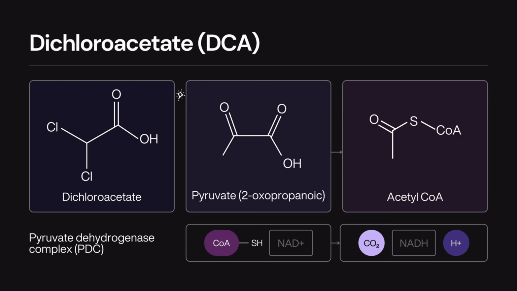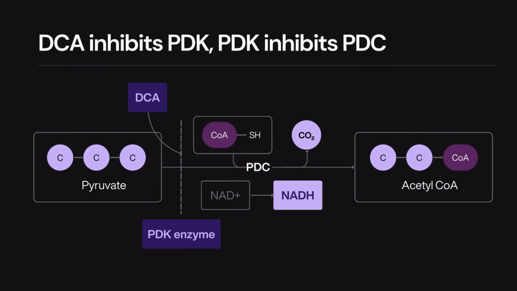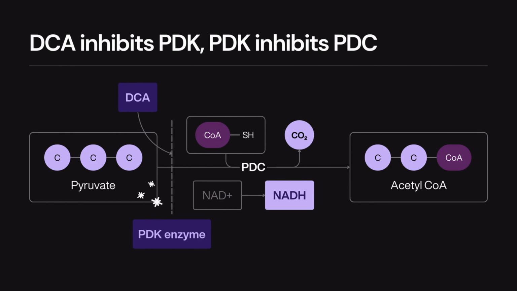It functions as a metabolic modulator by allosterically inhibiting pyruvate dehydrogenase kinase, or PDK, an enzyme that negatively regulates the conversion of pyruvate to acetyl-CoA. When PDK is active, it phosphorylates and inhibits the pyruvate dehydrogenase complex, or PDC, reducing pyruvate conversion to acetyl-CoA and diverting it towards lactate production. By blocking PDK, DCA activates PDC, allowing more pyruvate to enter the mitochondria, where it is converted to acetyl-CoA and funneled into the Krebs cycle for further oxidation.